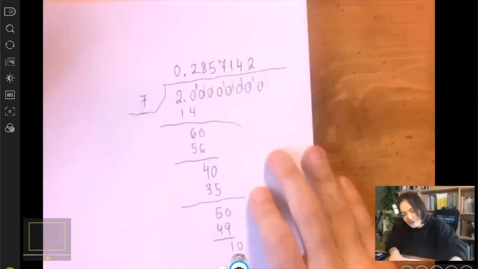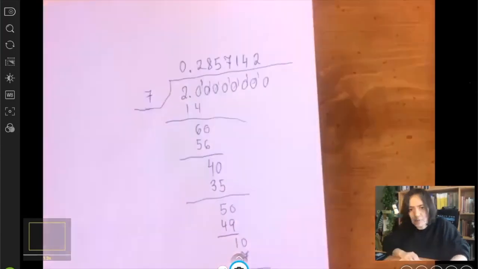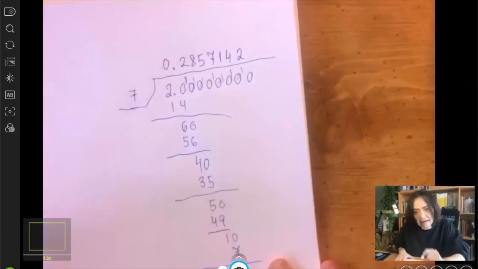Oh, so it doesn't stop. 2/7 looks like it's not a repeat. No, it's never going to stop. It's not a terminating number. No, it's a repeating one, like 1/3. But the repeating block is 6 digits long.